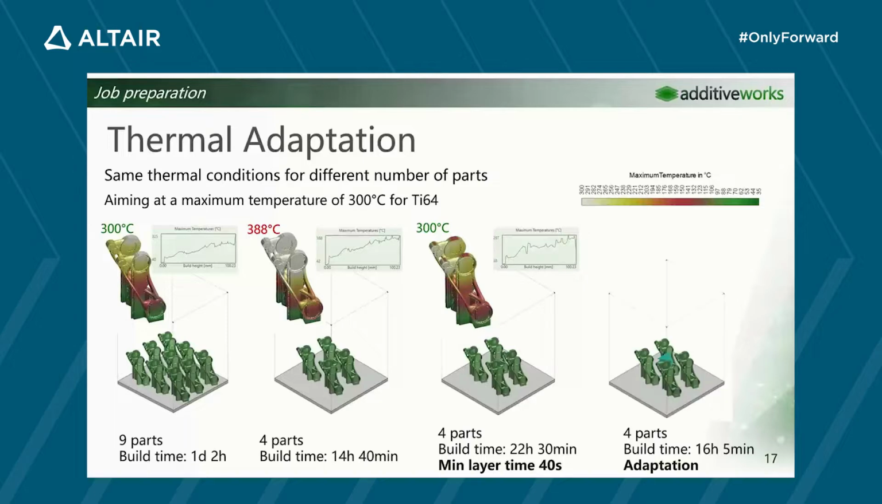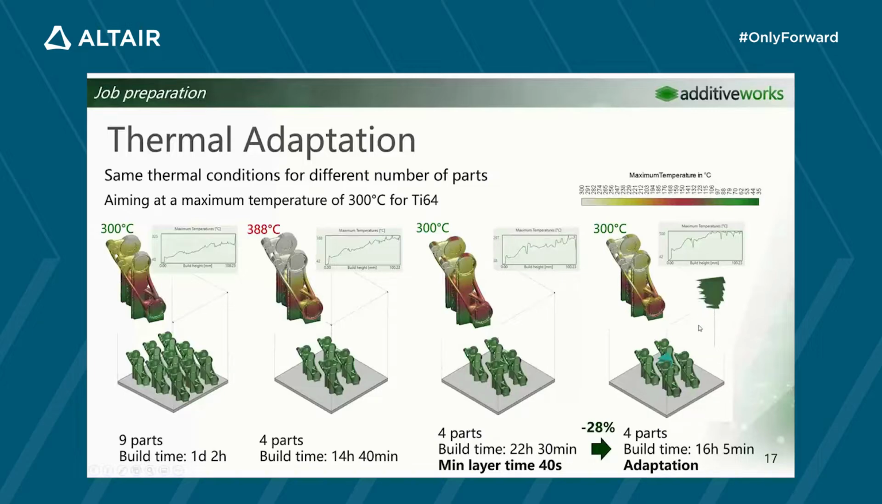parts build job setup. But with the new ghost part, we can add this part instead of using minimum waiting times, and we can achieve a maximum temperature of 300 degrees. So this is how the part looks like, and the build time is only 16 hours here. So basically, from the same maximum temperature, we were able to decrease by 28% from 22.5 to 16 hours.